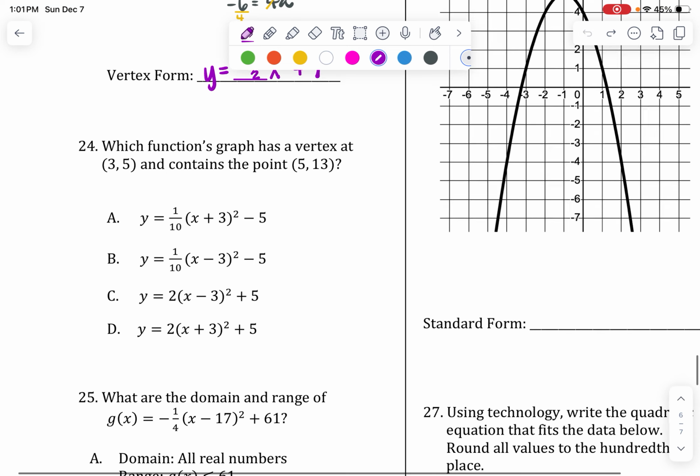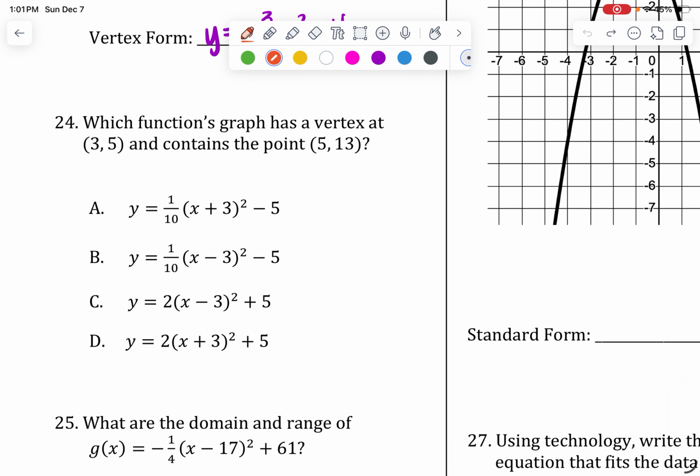Okay, so number 24, sorry about that. Which function has a vertex at 3, 5? That's going to knock out a lot of our choices right away. So 3, 5 means we want a negative 3 in the parentheses and a positive 5 on the outside. So right away, these are out, because they have negative 5s on the outside and they should be positive 5s. And to get a 3, 5, it needs to be the opposite of 3, which is negative 3. So this one is out as well, which means our answer choice is C.